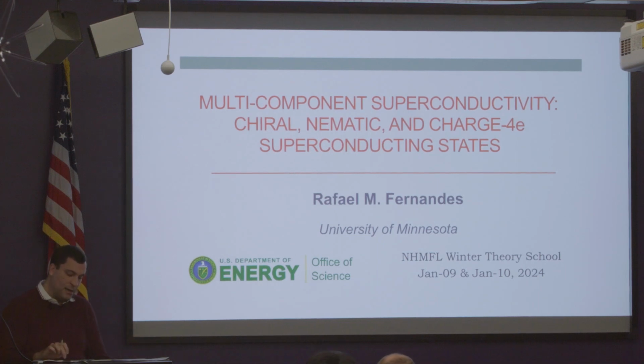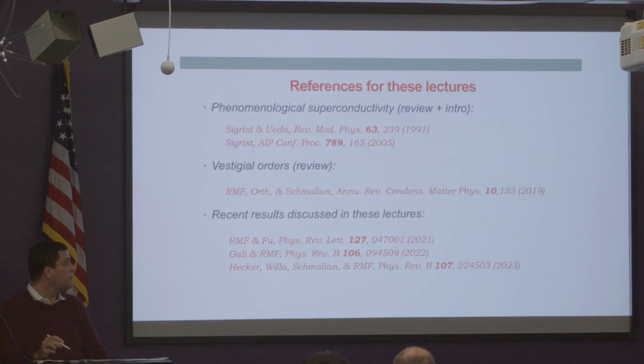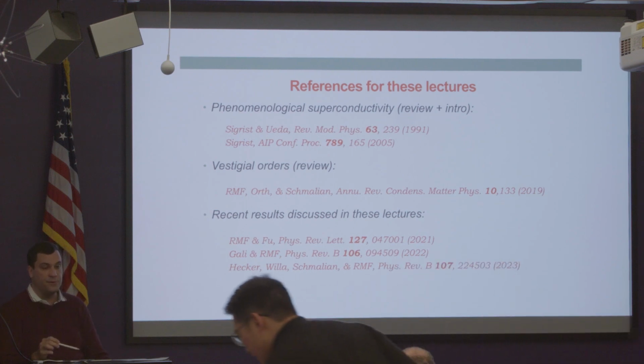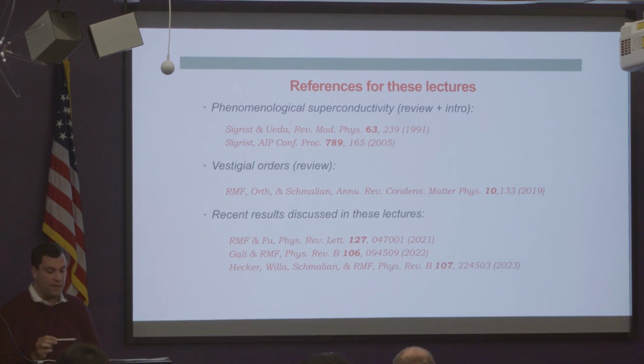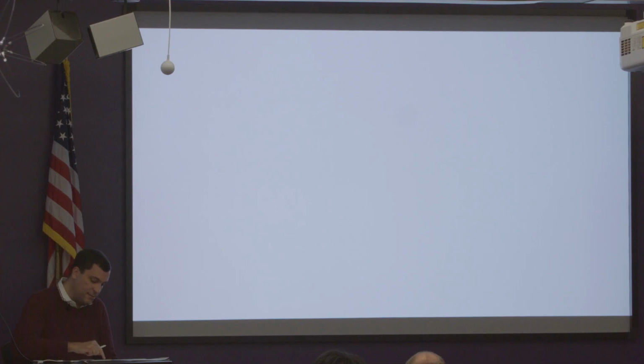Okay. All right. So if you want to take some references, as I said, for this first part, there are excellent reviews and introductory papers. This paper by Zegers is really, really good if you want to learn a little more about phenomenological superconductivity. Tomorrow I'm going to be talking a little bit about vestigial orders, and this is a review that we wrote recently. And then tomorrow we get to results that we did in these papers, okay? All right, so let's get to work.